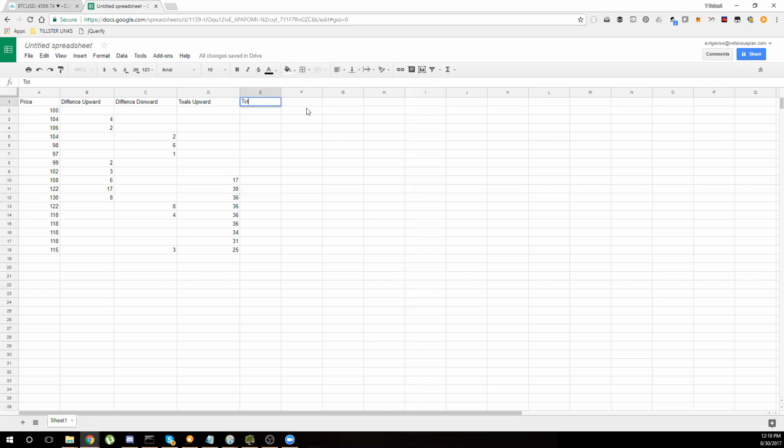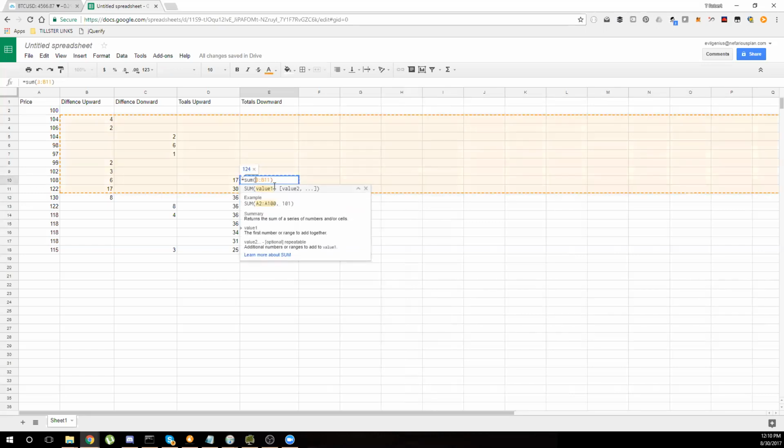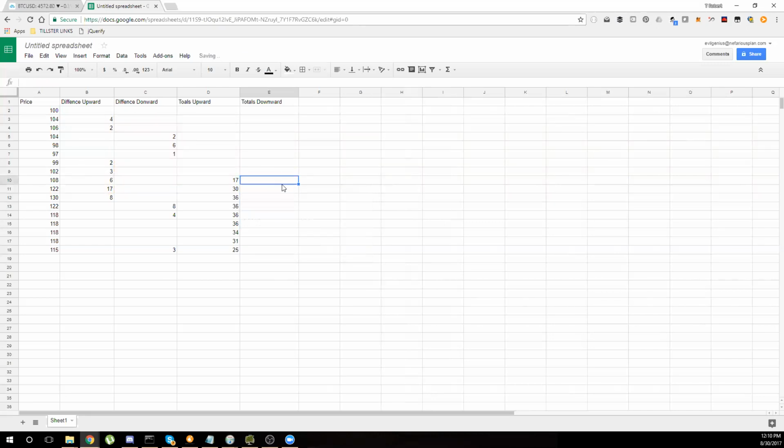Let's do the same for the totals downward. It's basically the same formula. We're going to do a sum of C3 to C11, just like we did before. I'm sorry, it's not B3 to B11, it's C3 to C11. And we're just going to copy that on down.